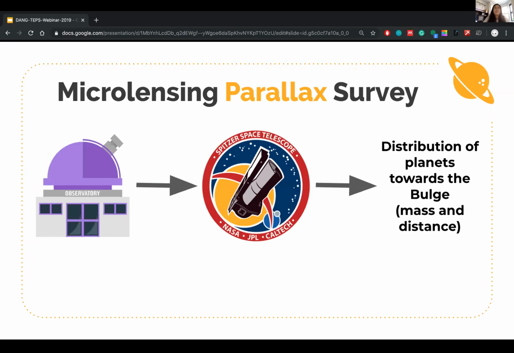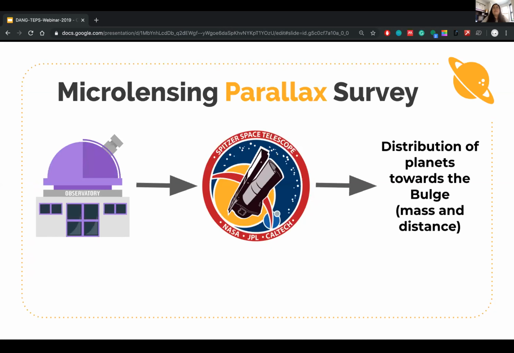So basically it starts with ground-based microlensing surveys that monitor a bunch of sources in very dense regions, like towards the galactic bulge. And out of all of the microlensing events that are detected, a handful of them are then selected for simultaneous observation with Spitzer. Note that most microlensing events last about a month or so. So this gives us enough time to get these simultaneous observations.